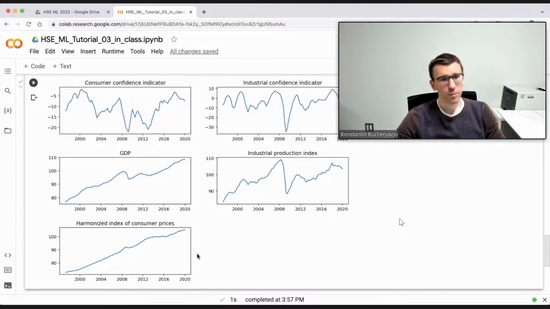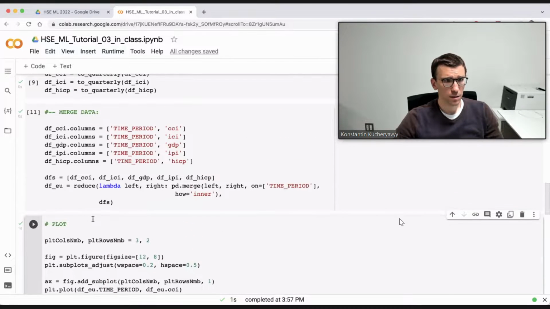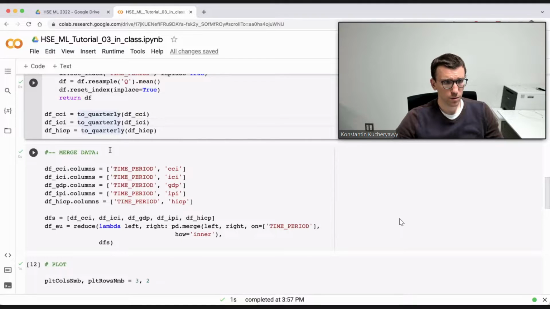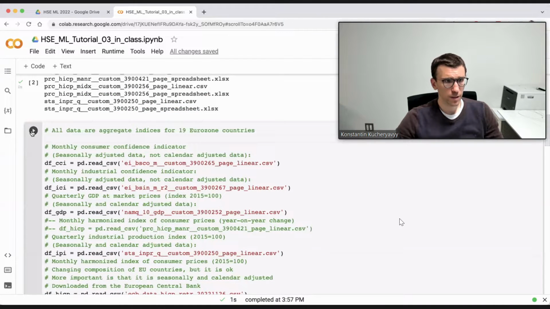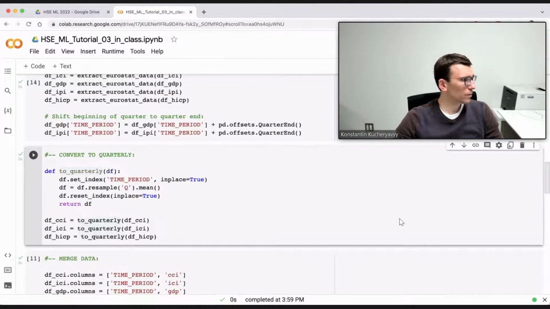What we will be doing here is working with growth rates of these variables. And in the industrial production index, we can eyeball and see that it has a positive trend, so we'll also work with the growth rate. So then I go back to the beginning, and I want to convert a bunch of variables into growth rates.